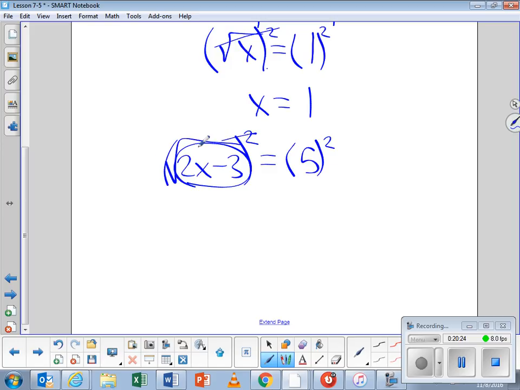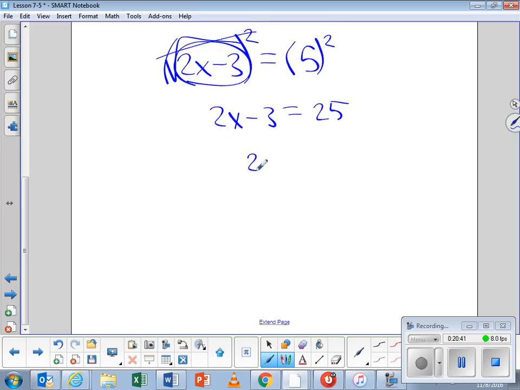When I do that, the square root and the square cancel, leaving me with 2x minus 3. When I square this, what do I get? 25. Now I need to solve like you would any other normal equation. Add 3 to both sides. 2x is equal to 28. Divide by 2, x is equal to 14. Okay?